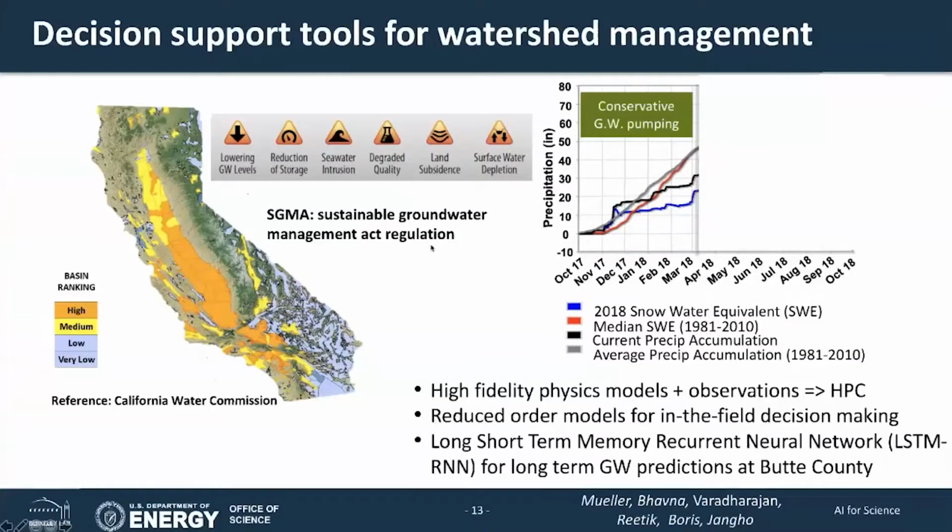Another example of using these surrogate models or approximate models comes up in a decision support problem, which is in watershed management.